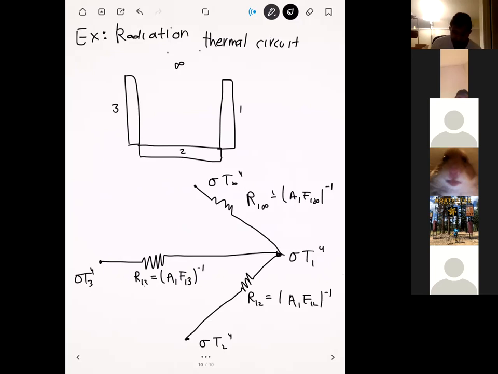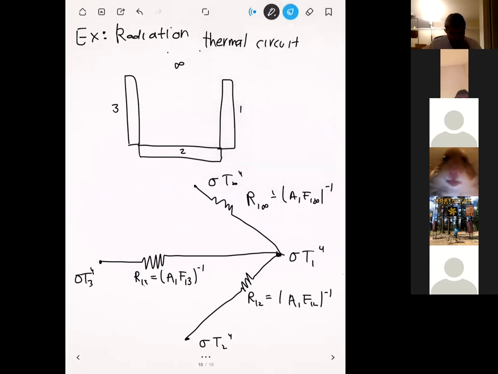That's everything that's coming from surface 1, going to each of the different nodes. We can use this thermal circuit to get the same expressions that we had before for the radiation exchange between surface 1 and 2, 1 and 3, and 1 and infinity. To compute all these resistances, you would have to know the view factors, and you would either look those up in a table, or find them through the view factor rules.